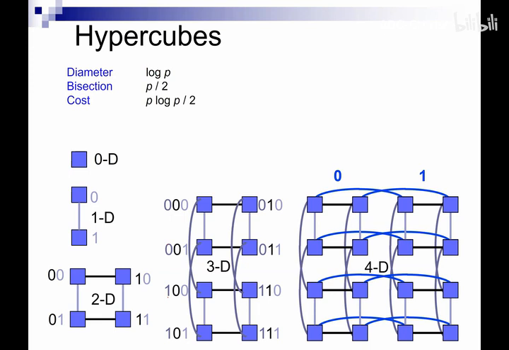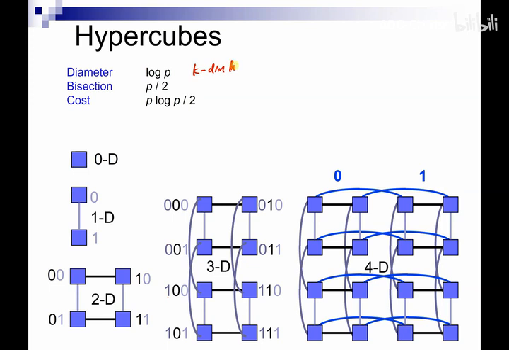You keep going with this process, and eventually, if you form a hypercube with p processors, it turns out that the diameter of this hypercube is going to be log p. For example, if you look at the 4D hypercube, each time you move up a dimension, you double the number of processors, because in order to form the 4D hypercube, we took 2 copies of the 3D hypercube.